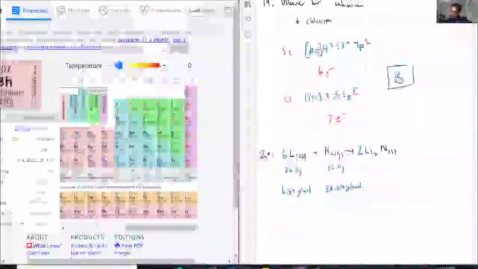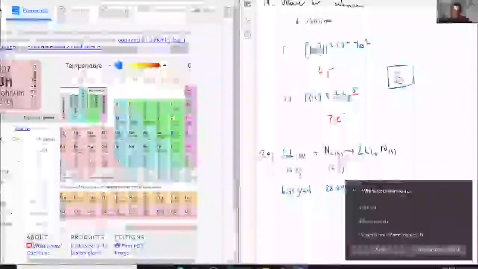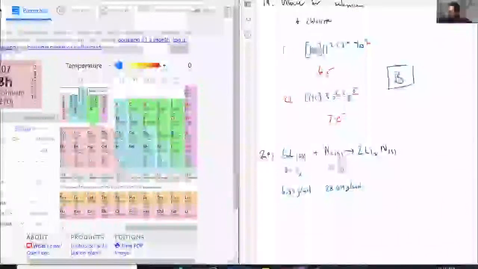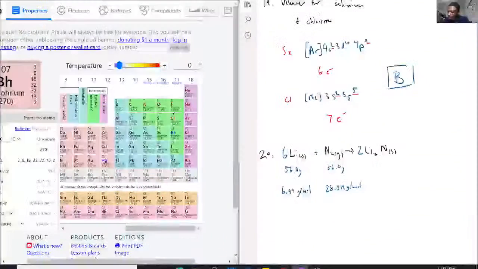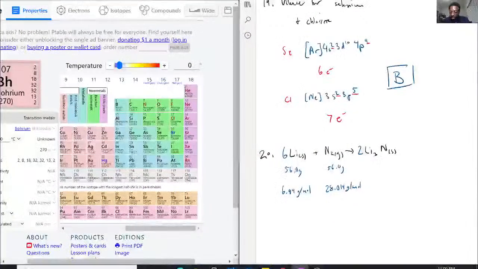So that's 6.94 times 3 plus, let me see here, nitrogen would be 14.007. So that would be 34.827 grams per mole. Like I said, we won't need this now, but we will need this shortly, so I just wanted to get that calculated as well. Okay?